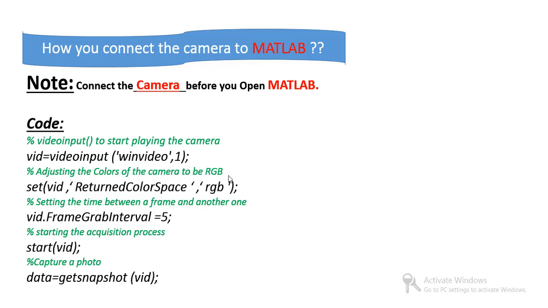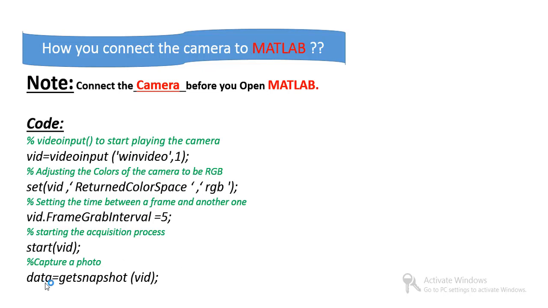Adjusting the colors of the camera to be RGB. If you don't put this line, you will get a reddish photo, or a photo that has mixed colors that you don't want displayed, okay? Setting the time between one frame and another, and you start the video. What video? The video input here, okay? And you capture a photo, getsnapshot, it captures a photo and puts it in data, okay?